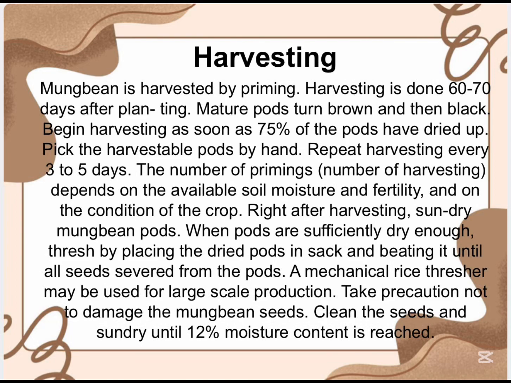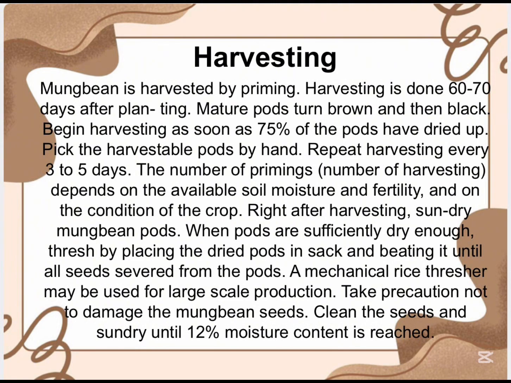The number of harvests depends on the available soil moisture and fertility and on the condition of the crop. Right after harvesting, sun-dry mung bean pods. When pods are sufficiently dry, thresh by placing the dried pods in a sack and beating it until all the seeds separate from the pods.